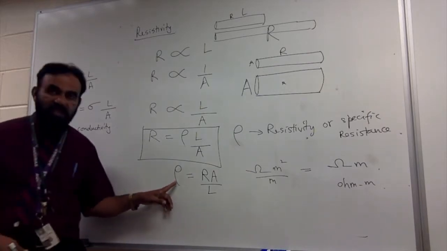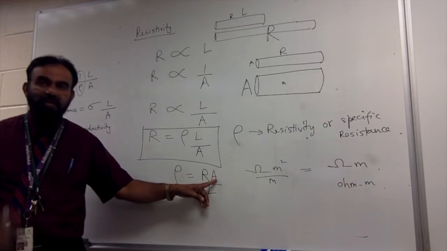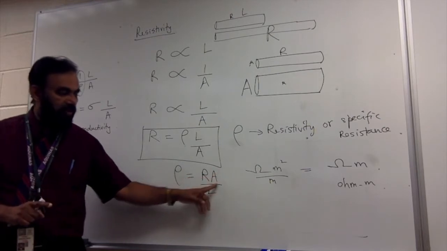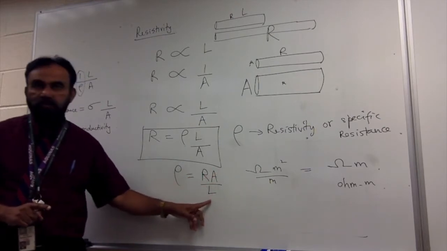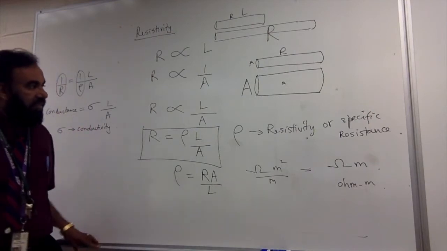So what is resistivity actually? Resistivity is the resistance of a material whose area is 1 meter square and the length of the material is 1 meter. If you put 1 meter square for area and 1 meter for the length, you have resistance, and that is resistivity.